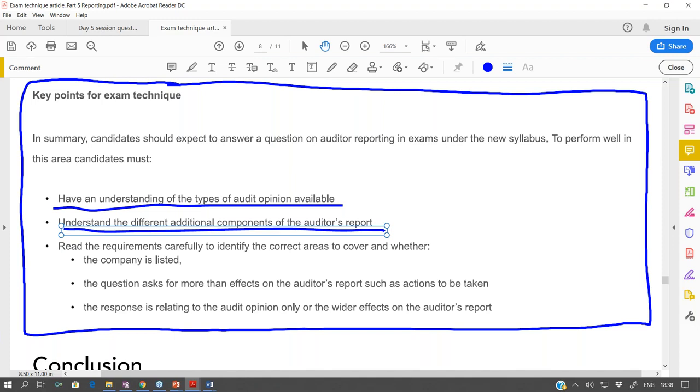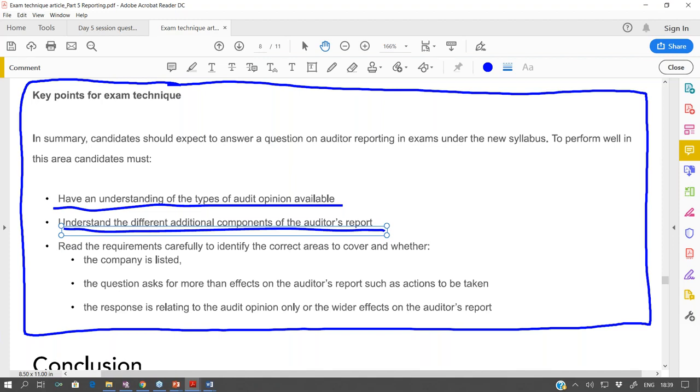So should you just have knowledge of the opinions when you go to the exam hall? Or should you also have knowledge of the additional components? Should you have knowledge of KAM? Should you have knowledge of the emphasis of matter paragraph? Should you have knowledge of material uncertainty relating to going concern? Should you have knowledge of the other matter paragraph? Right? Number two, I'll be discussing all of them in my session.